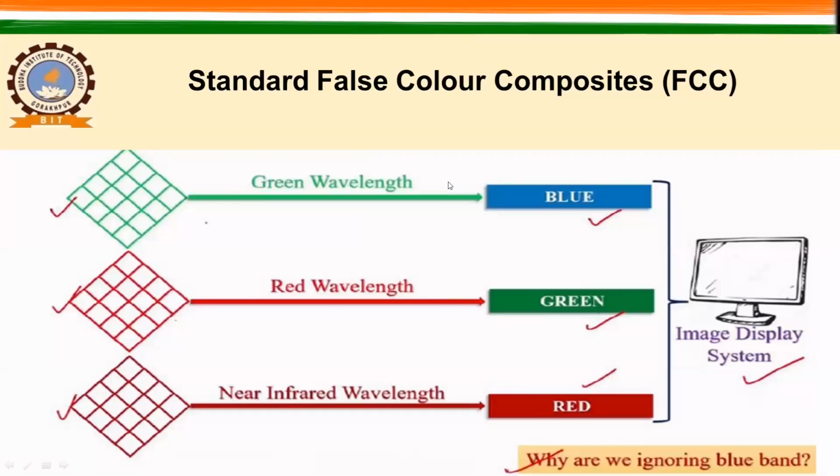So these three color guns we have in our monitor, and these are the images captured from satellite. Now, if we are going to call this FCC or a standard FCC, we need to assign the green wavelength to the blue color of our monitor, red color to green, and near infrared wavelength to red. Strictly, if you are following this convention, then only they are qualified to be called a standard false color composite. Otherwise, they will have a different name.